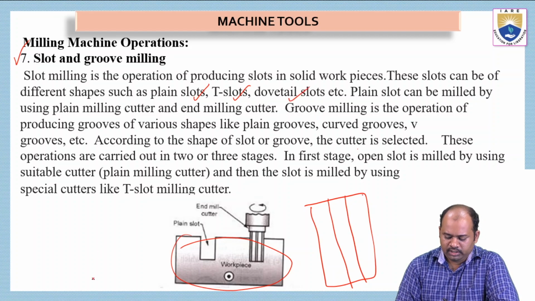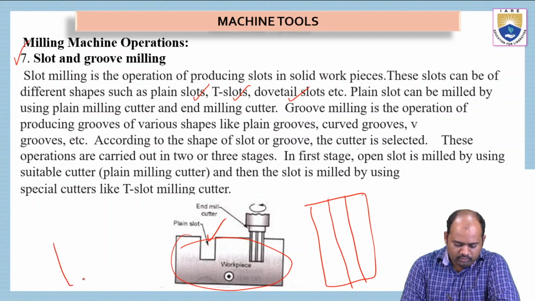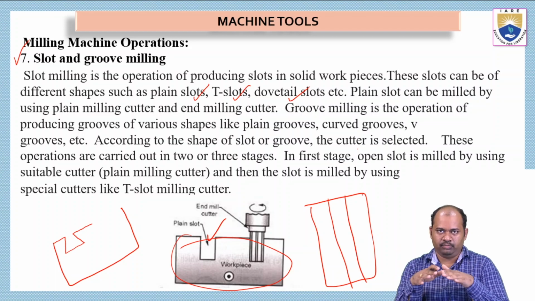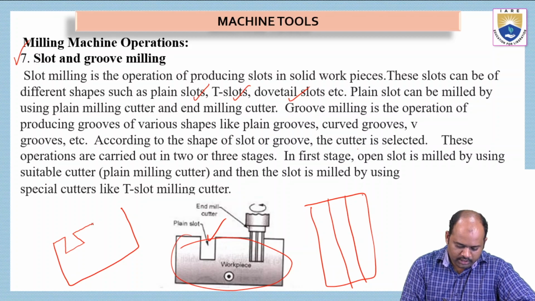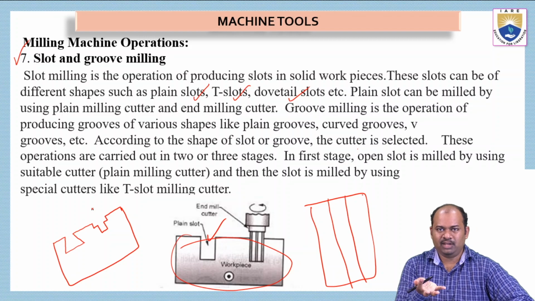Okay, plain slots are nothing but this is a plain slot. Okay, if we have other workpiece, this is dovetail. This is a dovetail slot. Okay, it is in the dovetail shape. Okay, and then we have T slot. T slot is nothing but it will have some T shape here. So this is a T slot. It is in the shape of T.